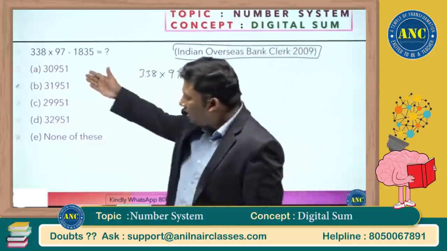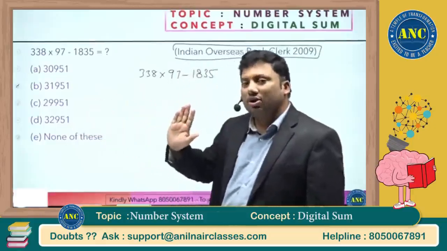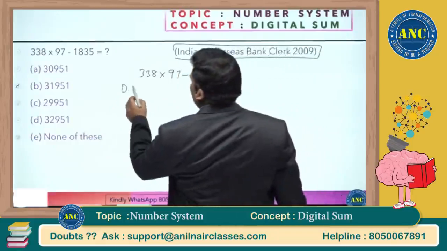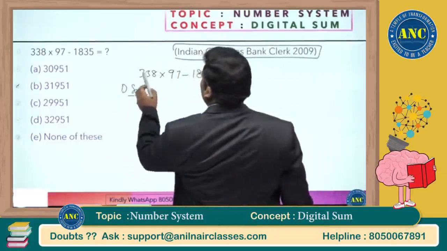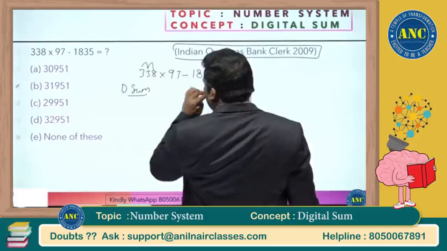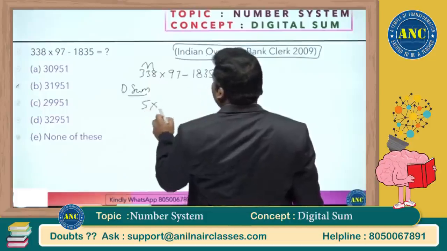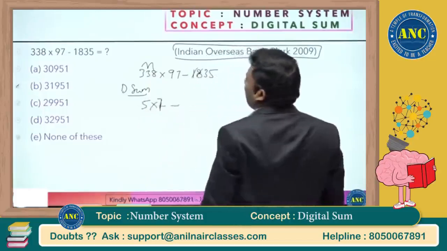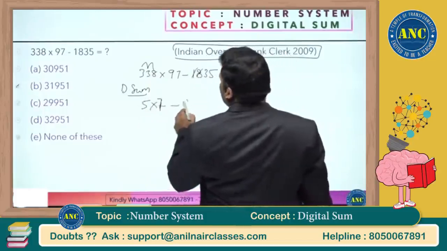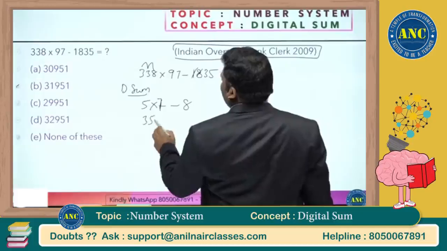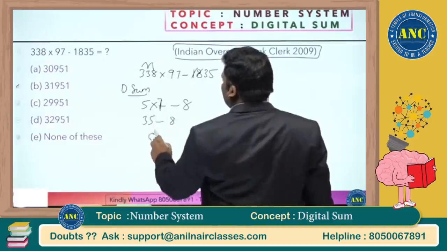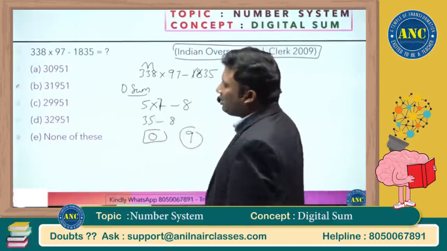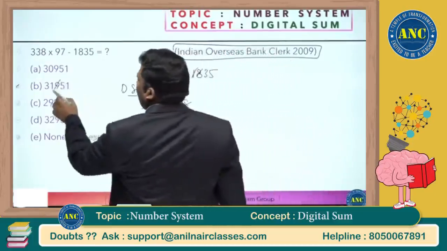All the options are ending with 51, the last two digits. So don't use the last two digits. Check by using digital sum. If I check by using digital sum, 6 plus 8 is 14, it is 5. 5 into 7 minus 1 plus 8 cancel. 5 plus 3 it is 8. 35 minus 8, 8 minus 8 is 0. Answer digital sum should be 9.